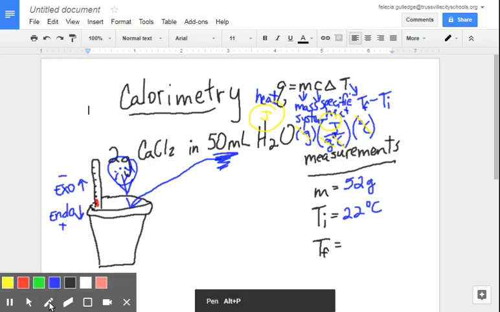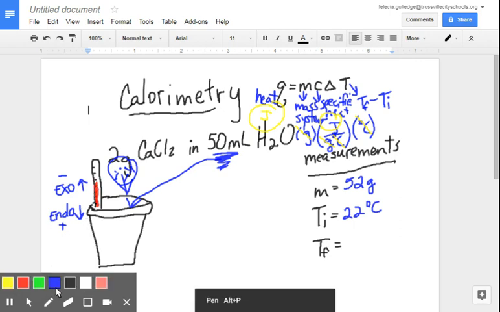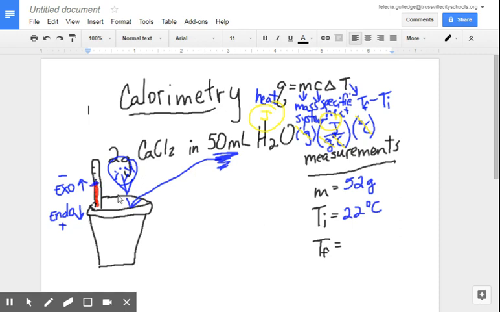So let's say we put our calcium chloride in here with our 50 milliliters of water, and what we actually see is that our temperature increases, okay? What we're going to do is read that final temperature that it increased to. So let's just say that it's increasing to 27 degrees Celsius. This is just our fake little experiment here. So our temperature has increased to 27 degrees Celsius.